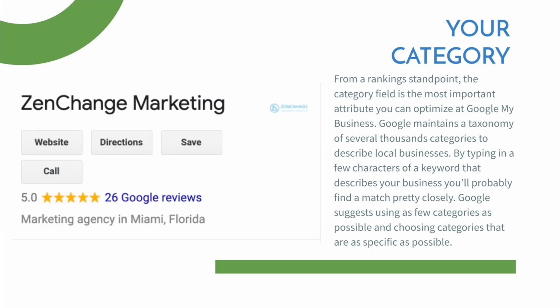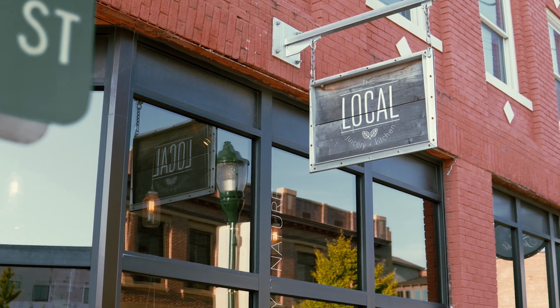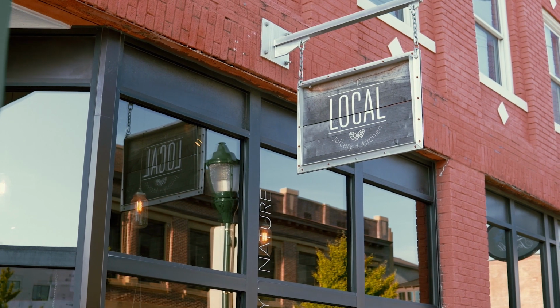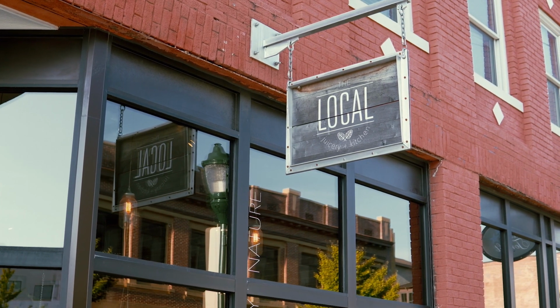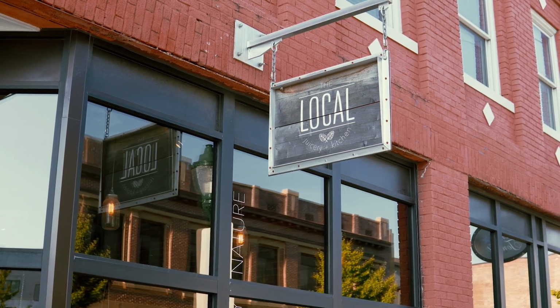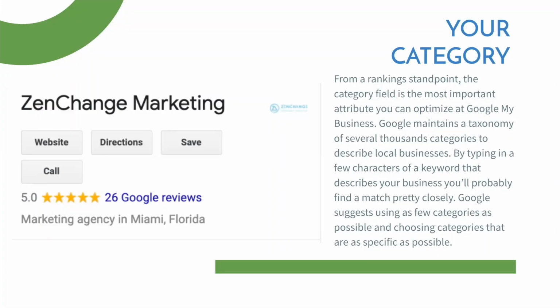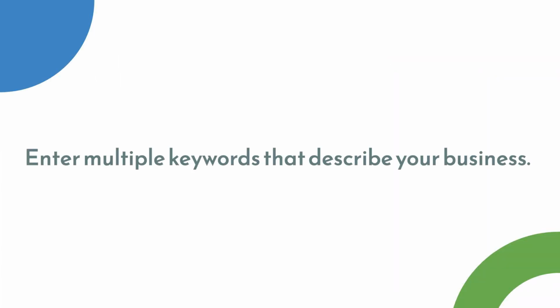Google My Business listing. If you operate, say, a small restaurant that's open from 7 a.m. to 3 p.m., select breakfast restaurant, brunch restaurant, lunch restaurant, cafe, coffee shop, any other relevant category. Take the time to enter multiple keywords that describe your business and see which categories match. It helps you show up for as broad a range of searches as possible.